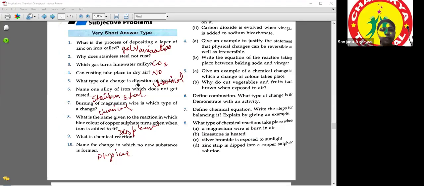Does anyone want to note anything, or should I erase? I'm erasing it off.